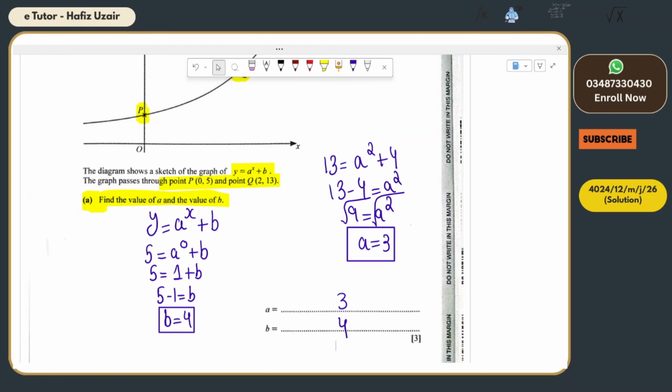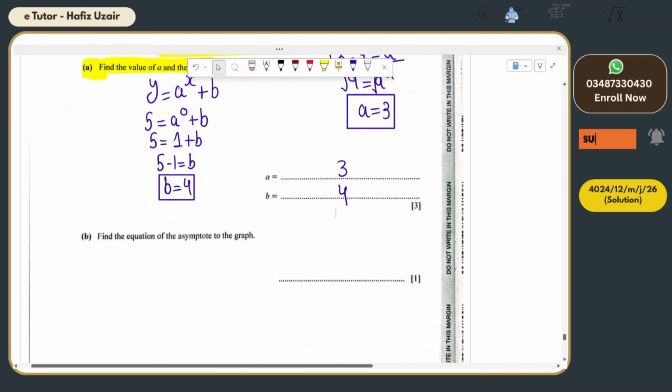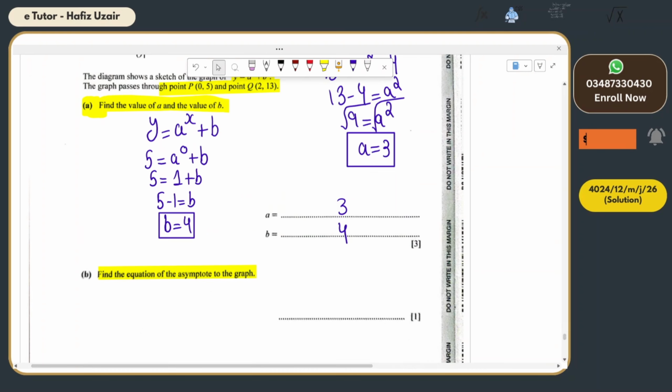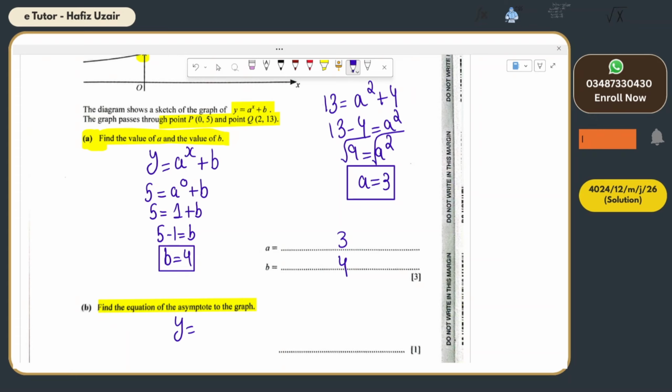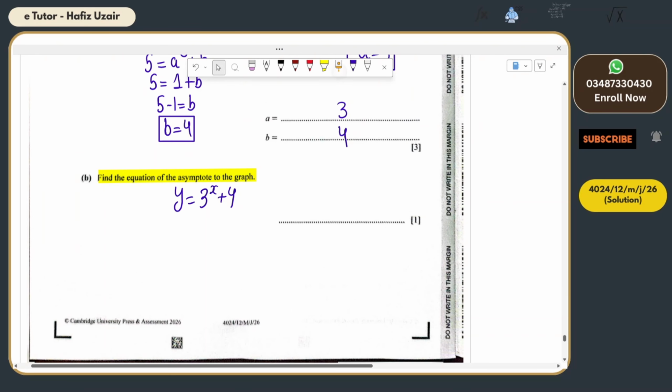Now the last part is: find the equation of the asymptote of the graph. I am very hopeful that you know about the whole concept. But finding the equation of the asymptote for an exponential graph is very easy. The given function now becomes y equals 3 power x plus 4. Any value that we have adding or subtracting with this exponential term is the asymptote. So the equation for the asymptote is y equals 4.